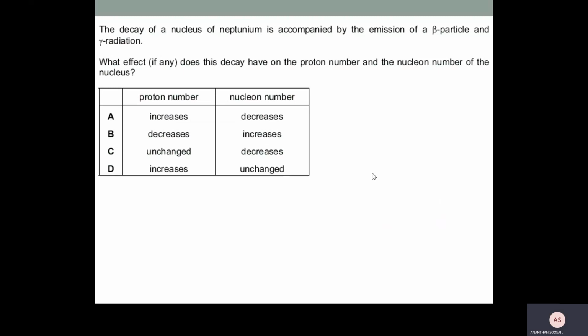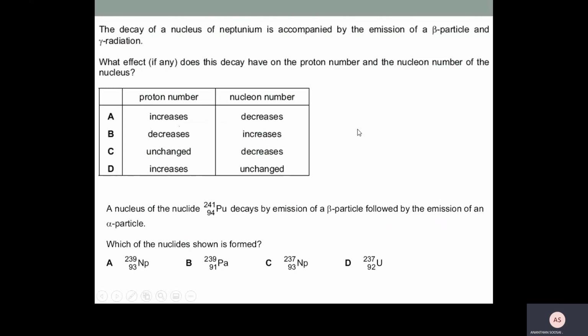Emission of beta particle. So beta negative. Beta negative, excessive neutron. So neutron is going to drop, proton is going to rise. So proton number increases, nucleon number unchanged. One neutron changes to a proton, so nucleon number is unchanged. So proton number is increased and nucleon number unchanged. So D now, answer is D.